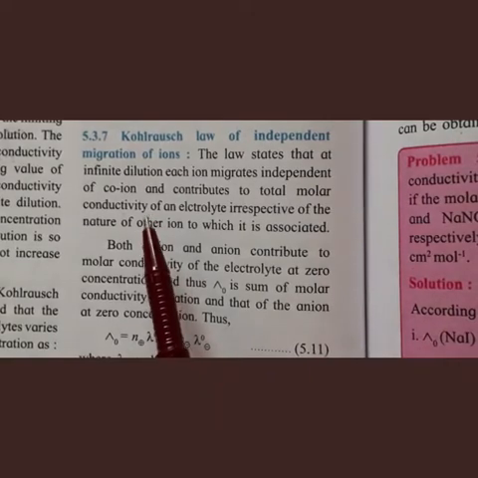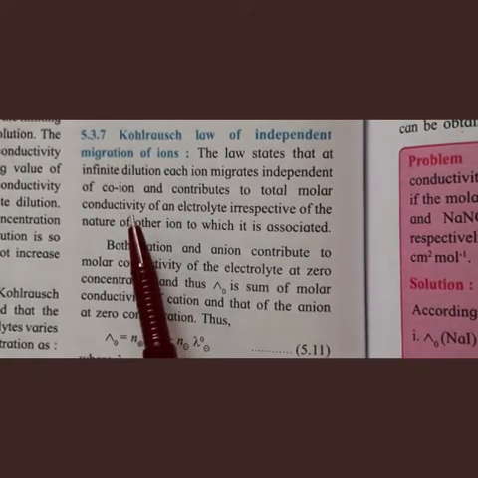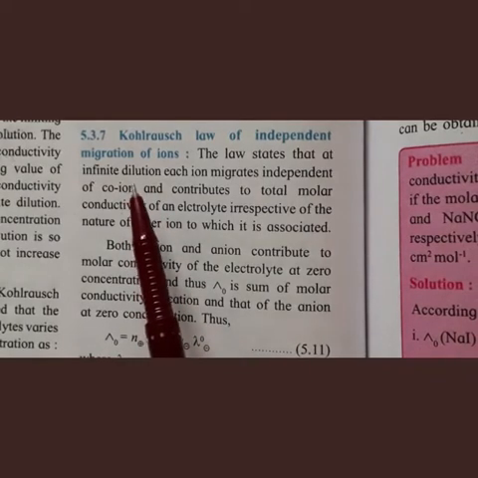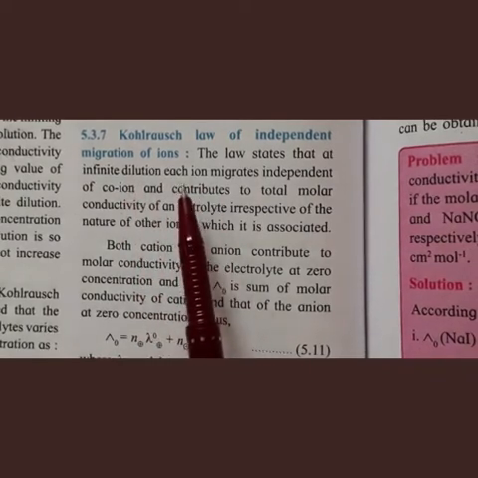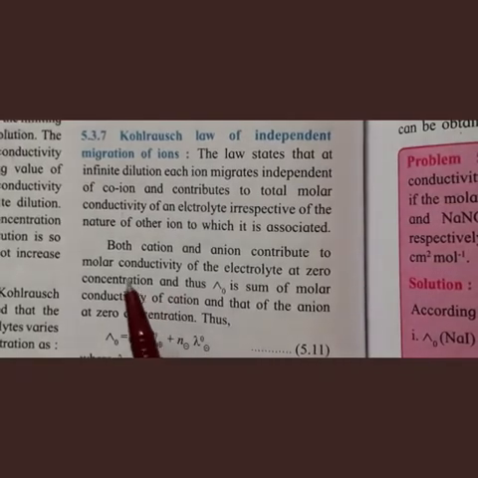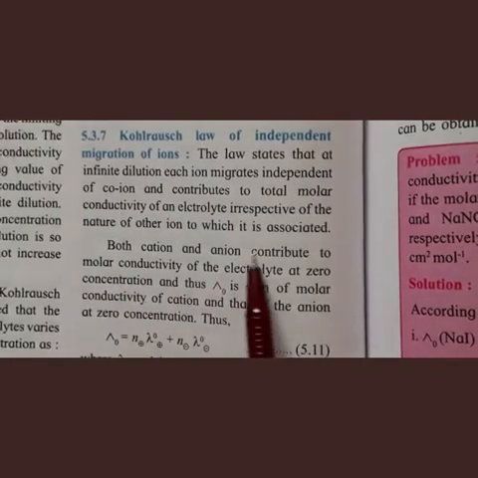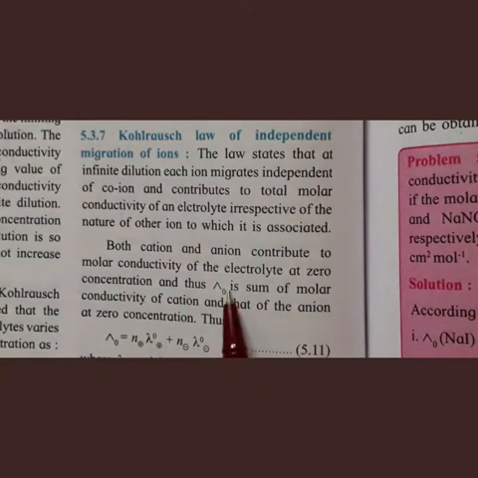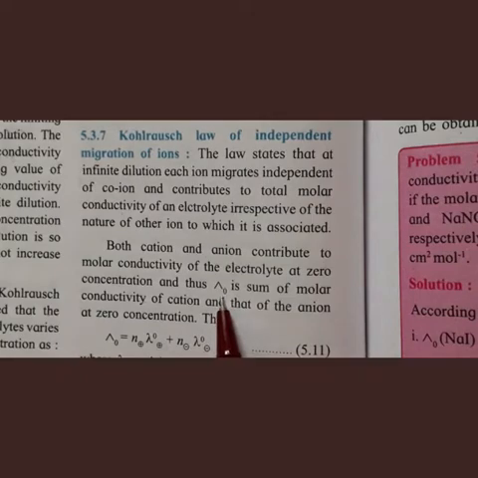Understand? So total molar conductivity depends upon the conductivity of cations and also anions. Both the cations and anions contribute to the molar conductivity of the electrolyte at zero concentration. Zero concentration means infinite dilution. See this molar conductivity, and here 0 is written. That means it is molar conductivity at infinite dilution or zero concentration.